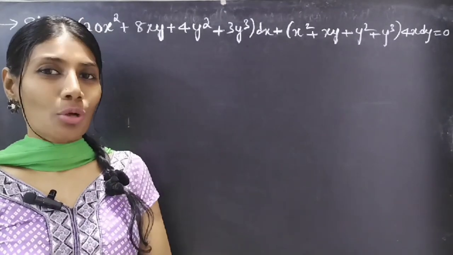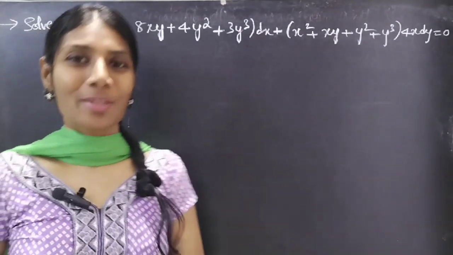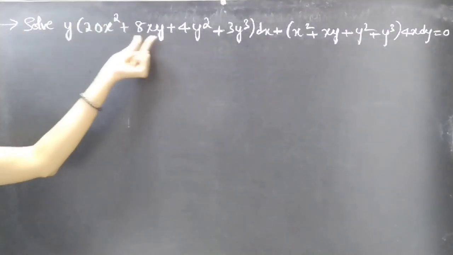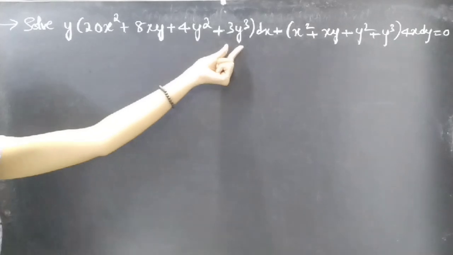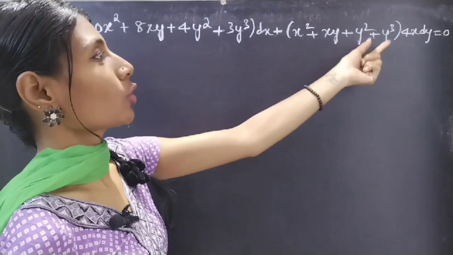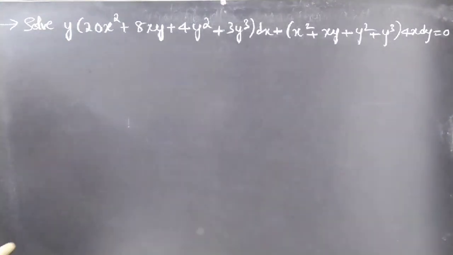In this video, we're going to solve a differential equation. So let's get going. Problem: solve y times (20x² + 8xy + 4y² + 3y³) dx plus (x² + xy + y² + y³) times 4x dy equals 0.